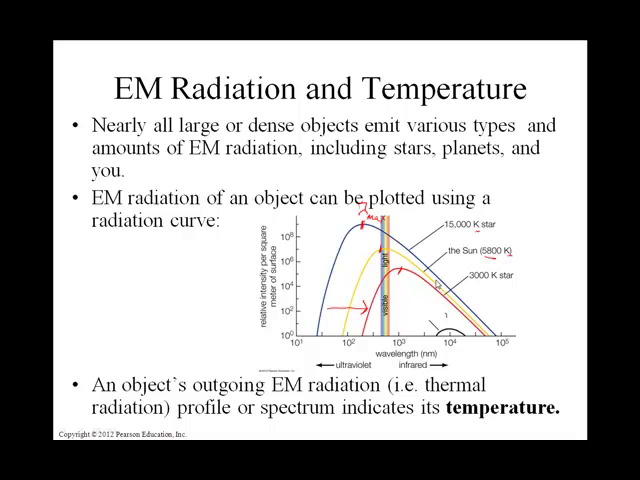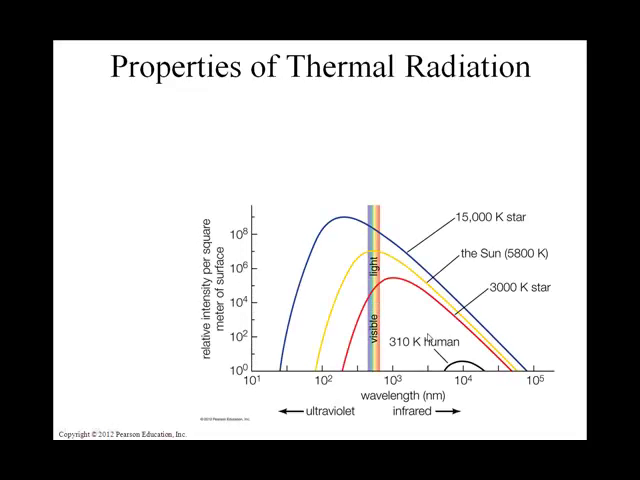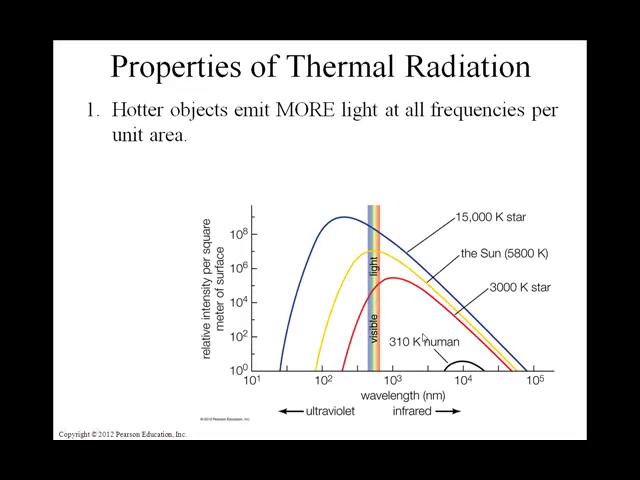So the last object up here is a human being. In general, on the Kelvin scale, we run about 310 Kelvin. So this is our radiation signature. Isn't that cute? So there are 2 laws of thermal radiation, and they make sense. They're consistent with what we've been talking about.